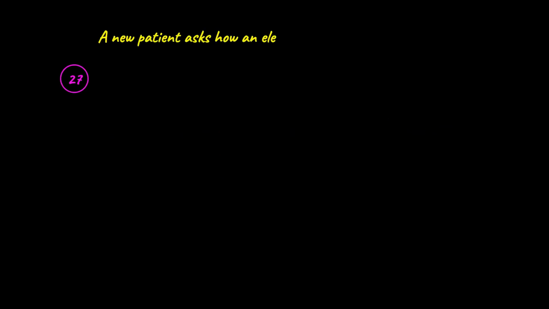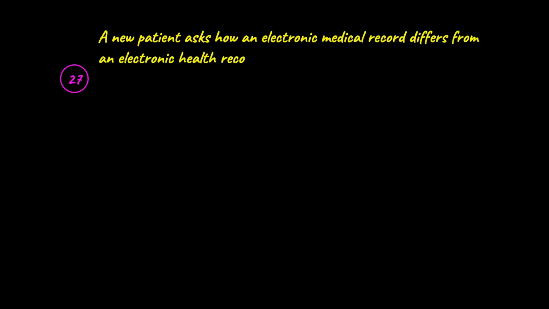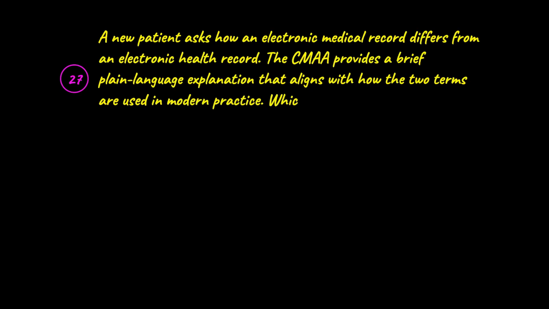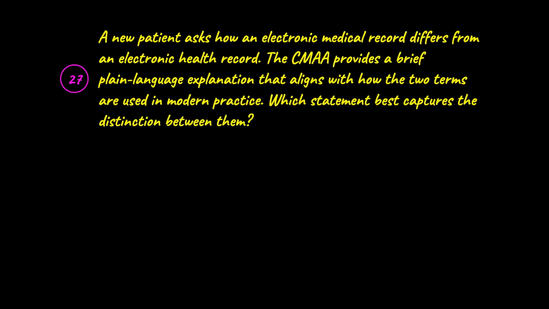Question 27. A new patient asks how an electronic medical record differs from an electronic health record. The CMAA provides a brief plain language explanation that aligns with how the two terms are used in modern practice. Which statement best captures the distinction between them?